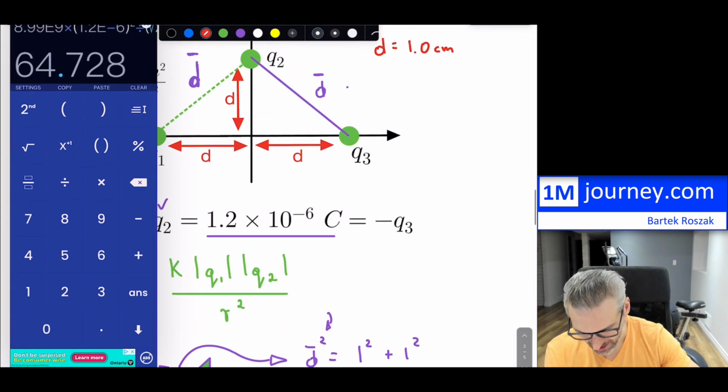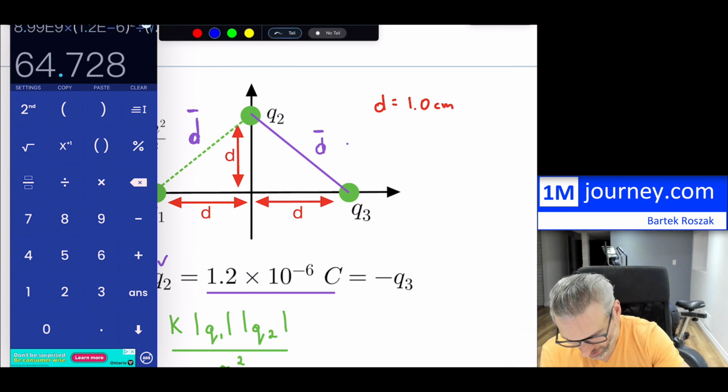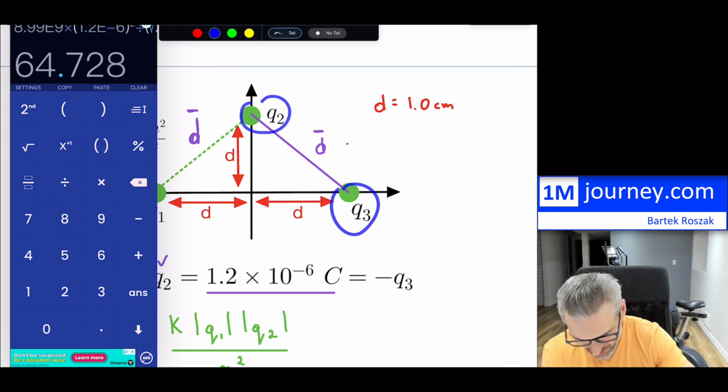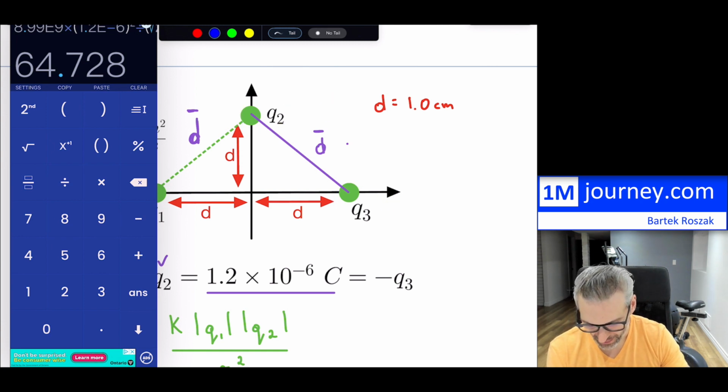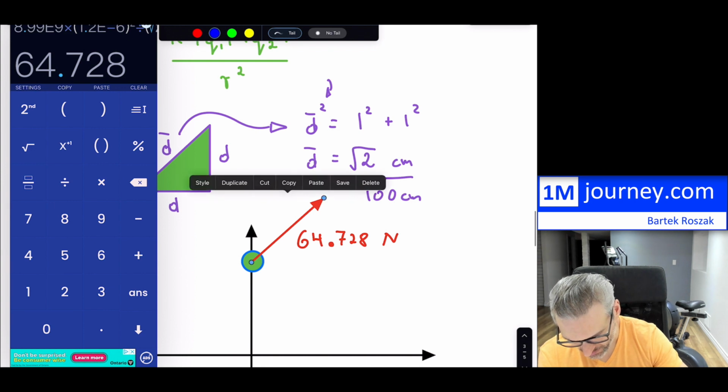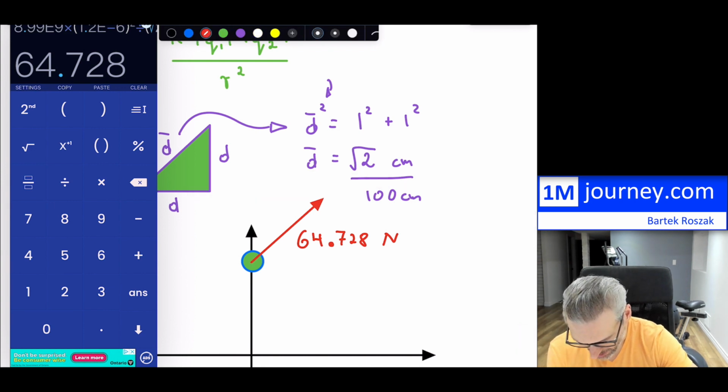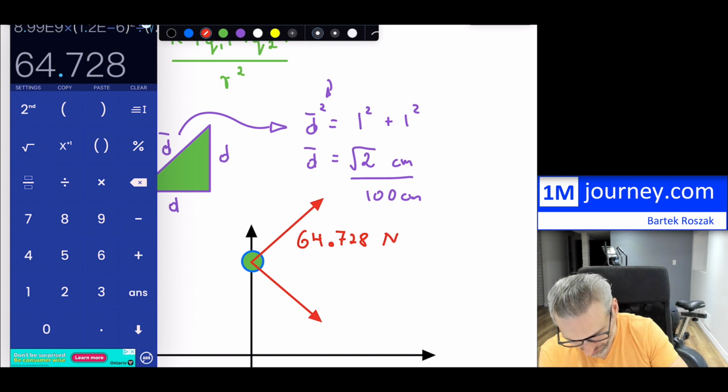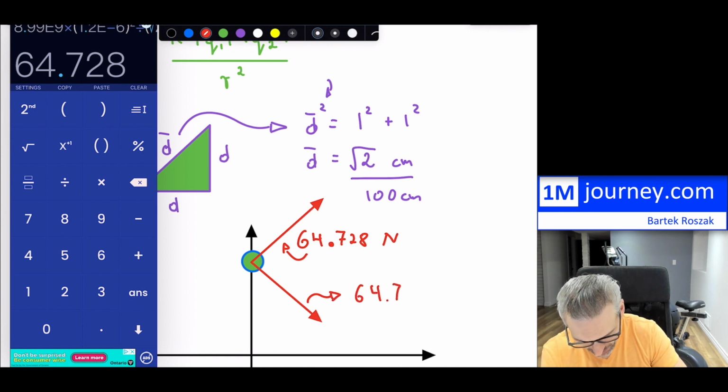Now on the opposite side, what is the force between these two? This is the superposition component. Well, the values are the same. The only thing is, Q3 is negative, so that means my force is going to be attractive, in this direction. If I draw this out, it's going to be in this direction, but with exactly the same magnitude. So if this is 64.7, etc., so is this. This is going to be 64.728.